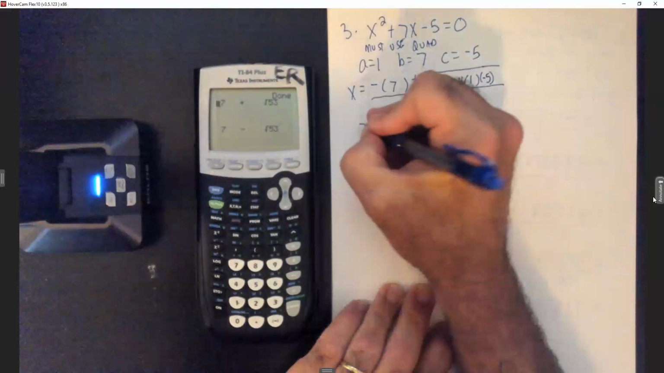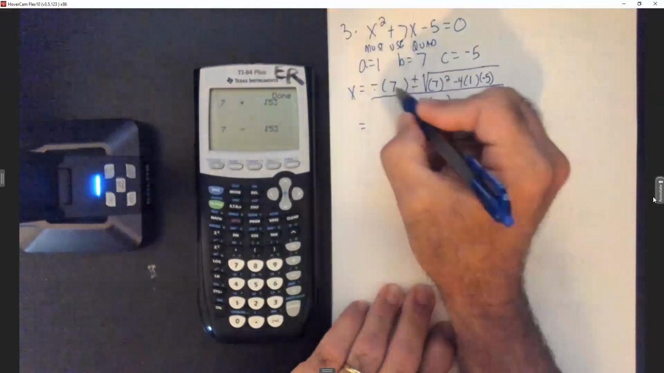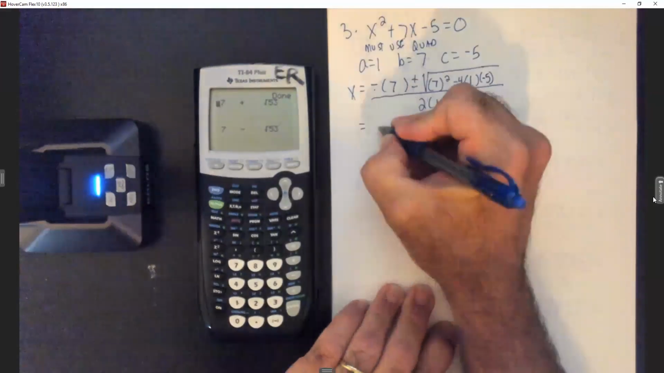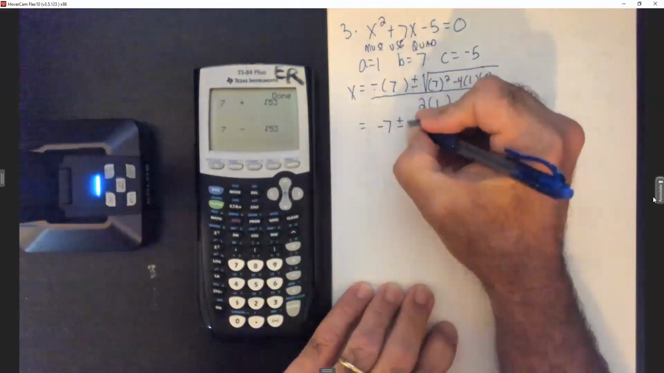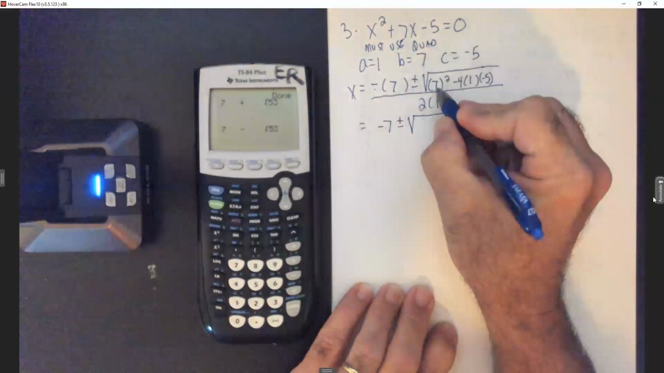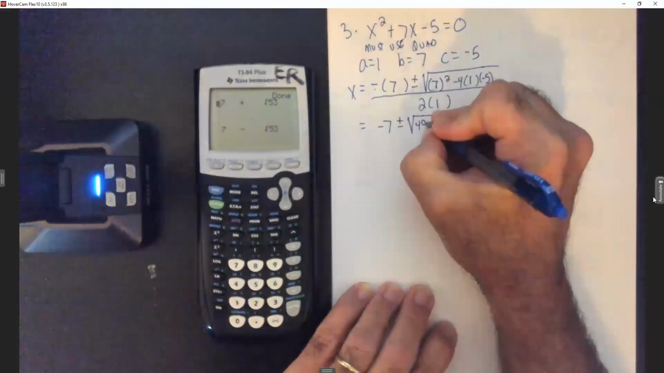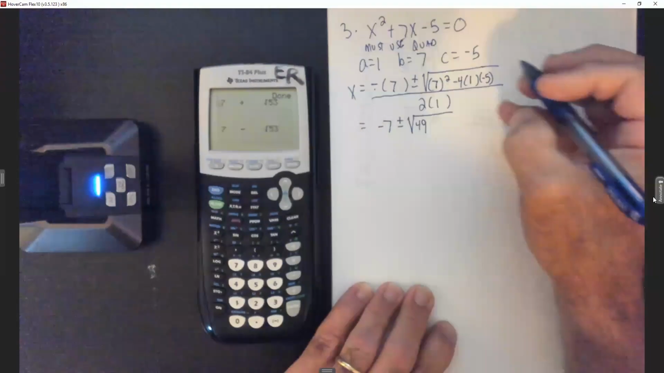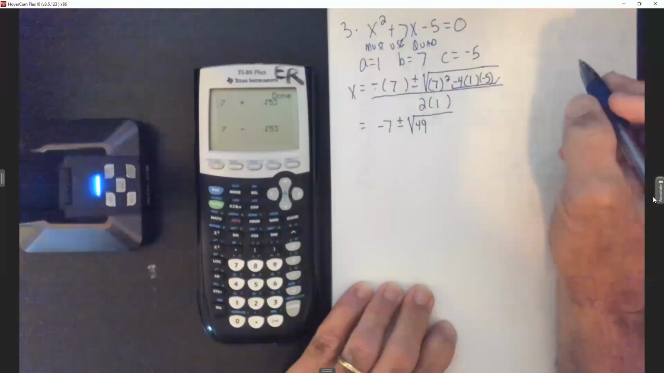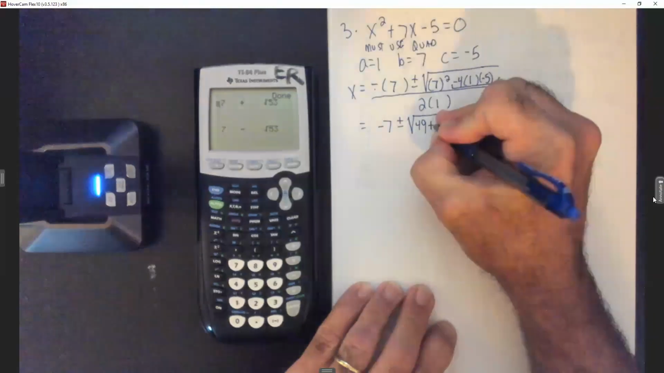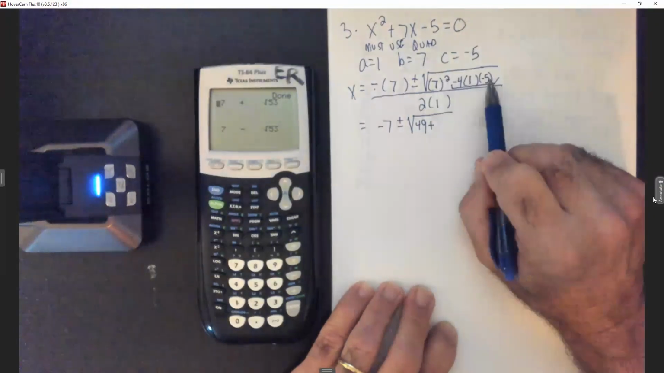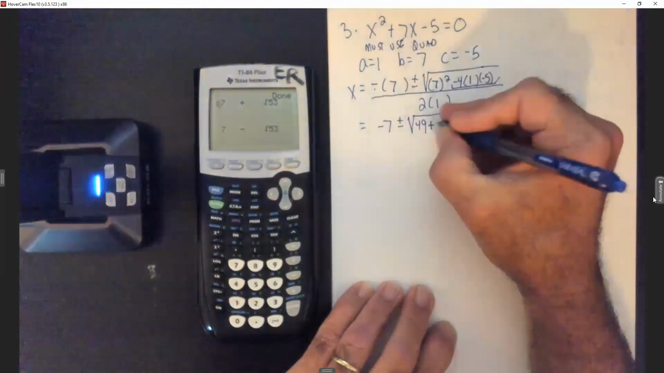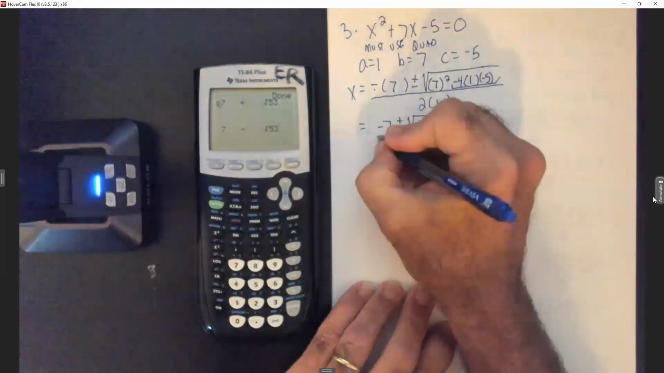Here we go. A negative times a positive is going to make that a -7, plus or minus square root. 7 squared is 7 times 7 is 49. And then let's see, we got 2 negatives over here. So since I got 2 negatives, that's going to make that a positive. And then 4 times 1 is 4, times 5 is 20. All that's over 2.